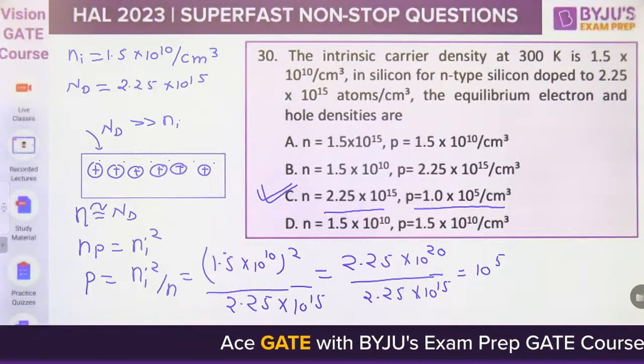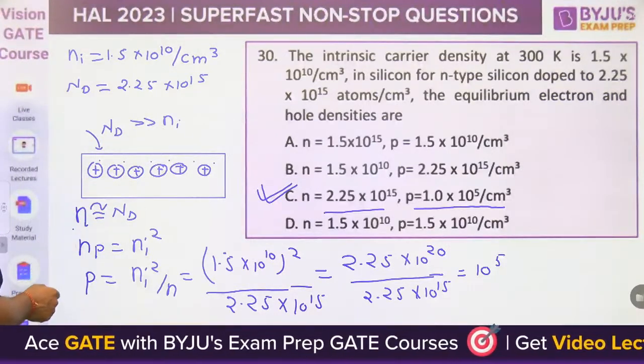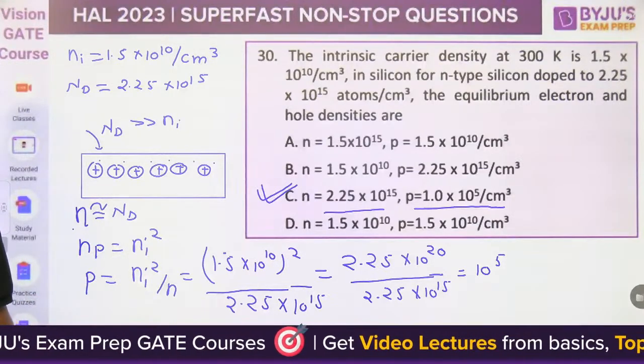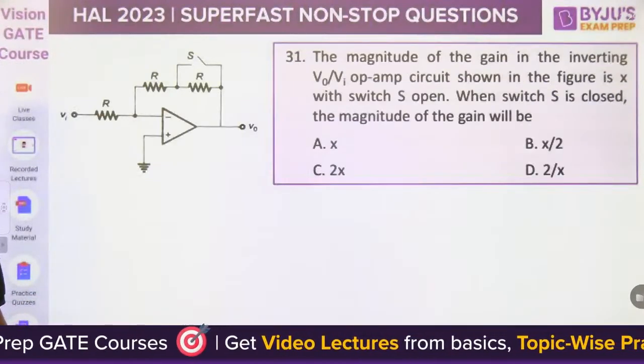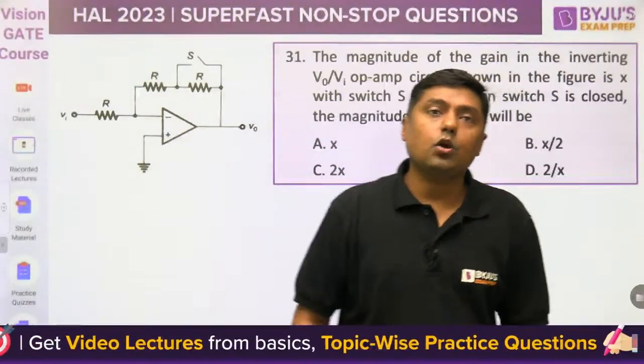Always remember it: if Nd is very much greater than Ni, then directly you can say N is nearly equal to Nd and Np is equal to Ni square. Directly you can apply. Next question. Next one. Question from analog.